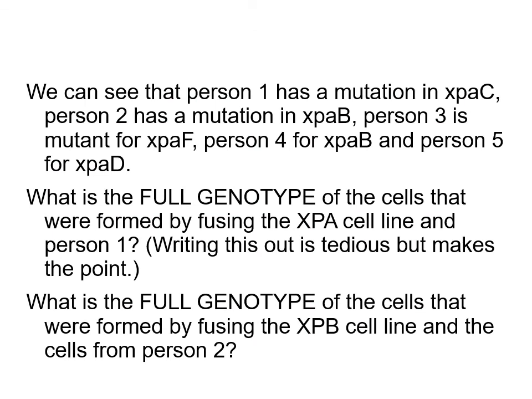All right, so this is what I just said. Now I wrote here, please write the full genotype of the cells that were formed by fusing the XPA cell line and person 1. Now to do that correctly, you would probably have to write the little a's, but also the big letters for all of the others, A, B, C, D, E, F, G. You don't have to do that, but just recognize the fact that when you're mutant for 1, you are wild type for all the rest of the genes involved in the process.